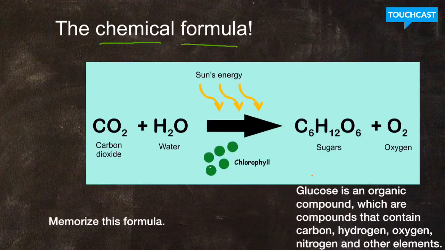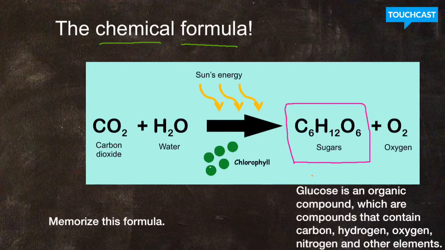Here's another way of writing down the process of photosynthesis through a chemical formula. You're going to have to memorize this formula. So you can see carbon dioxide plus water with the sunlight's energy. Sometimes you'll see plus light yields, that's what that arrow means, yields or makes or creates sugars and oxygen.